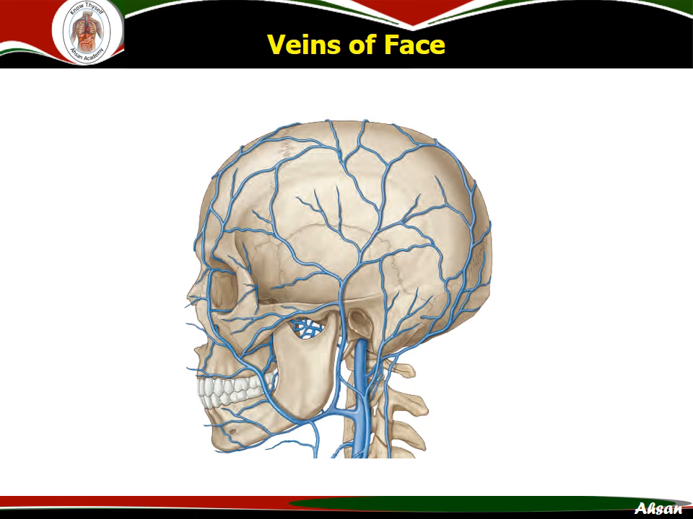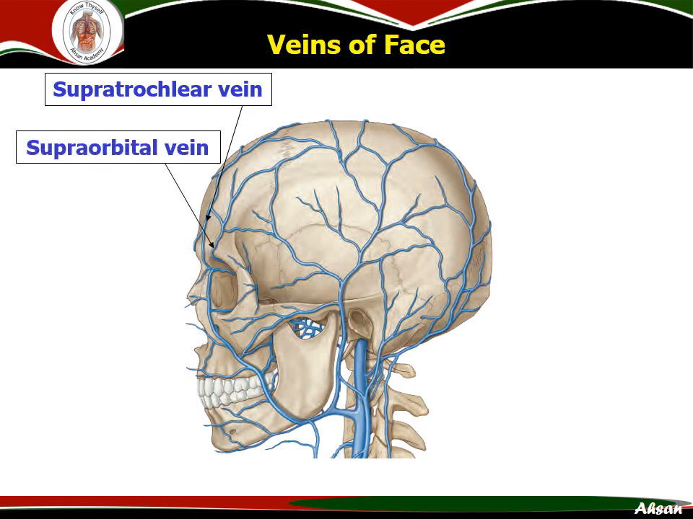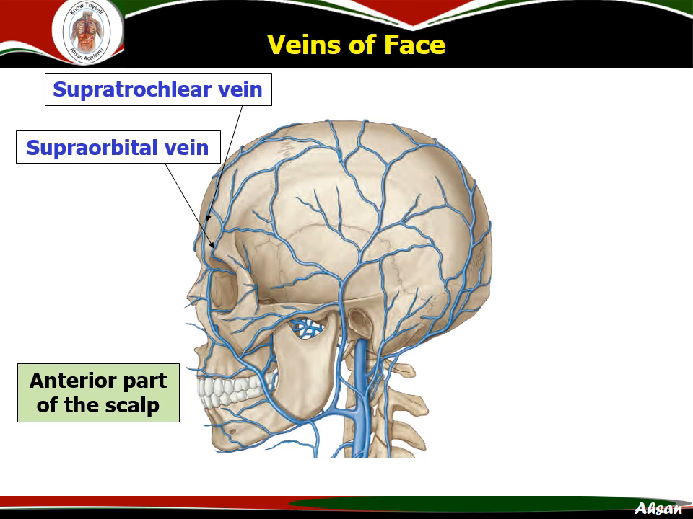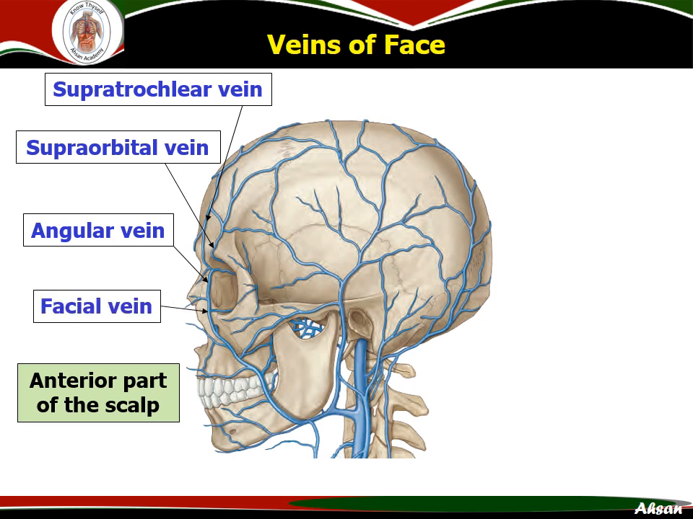Already we have discussed the veins of the skull that form the supratrochlear and supraorbital veins in the forehead, and they unite together in the anterior part to form the angular vein. So the angular vein collects the blood from the anterior part of the skull as well as the forehead. Then it continues downward as the facial vein and continues to collect veins from the respective side of the face.